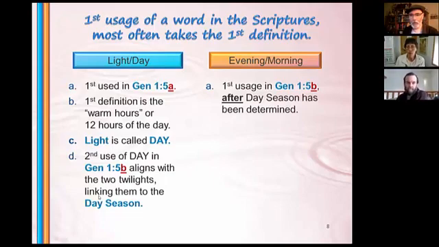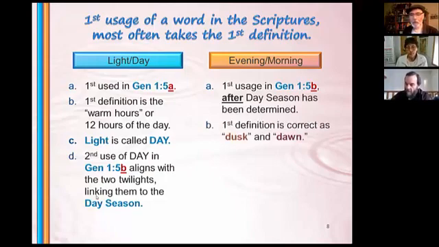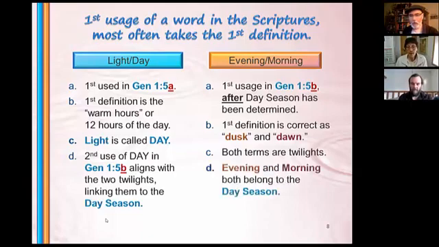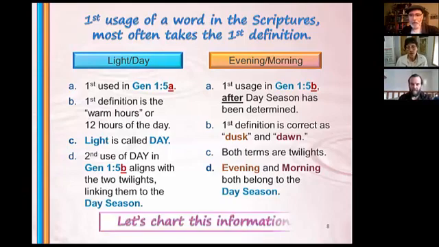I never understood this before, but what Yahuwah is doing is defining the terms day, night, evening, and morning, and he's telling you what they mean so that you can understand his calendar. The very first definition for evening and for morning is correct. The first definition for evening is dusk, and the first definition for morning is dawn. That is correct. And both of these terms are twilights. They have light connected with them. So because they have light, that means the evening twilight and the morning twilight both belong to the day season. And we'll chart this information here in a bit.